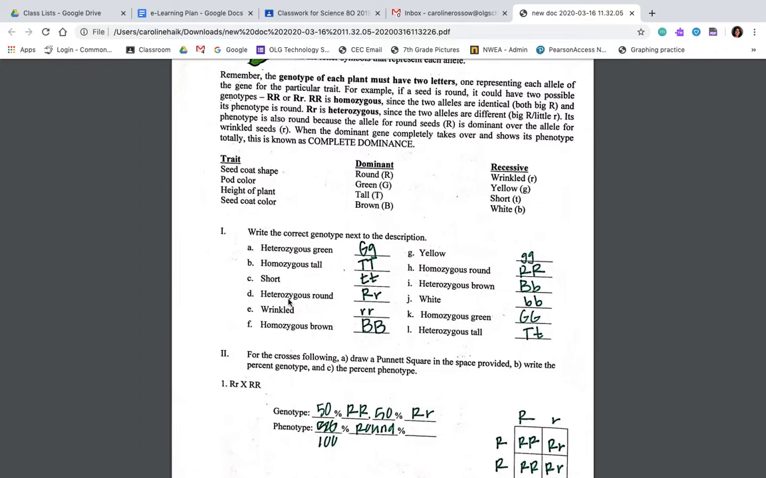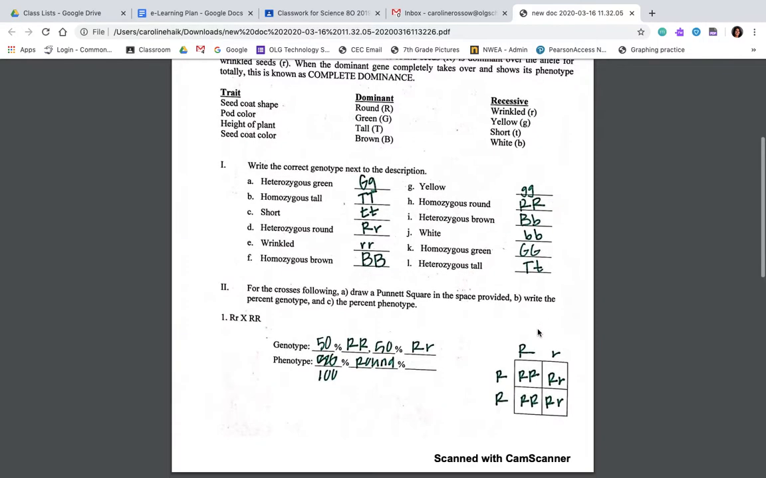Heterozygous round, again, heterozygous, capital lowercase. Wrinkled is recessive, lowercase, lowercase. Homozygous brown, brown is dominant, so capital, capital. Yellow is recessive, so lowercase, lowercase. Homozygous round, capital, capital. Heterozygous brown, capital, lowercase. White, lowercase, lowercase. Homozygous green, capital, capital. And heterozygous tall, capital, lowercase.